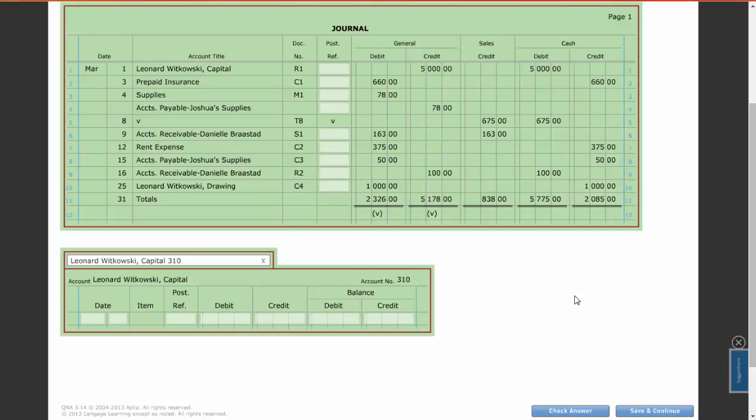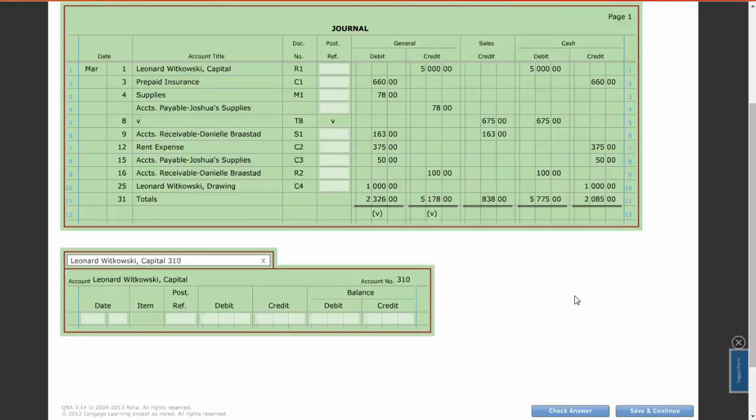So I'm going to look here. Leonard Witowski Capital has a credit here for $5,000. When we post, we don't make debits and credits equal anymore. We only make debits and credits equal when we journalize, when we affect two accounts. Does that make sense? All we're doing now is taking this $5,000, putting it in an account for Leonard Witowski Capital, and we're going to be going through and calculating the balance.